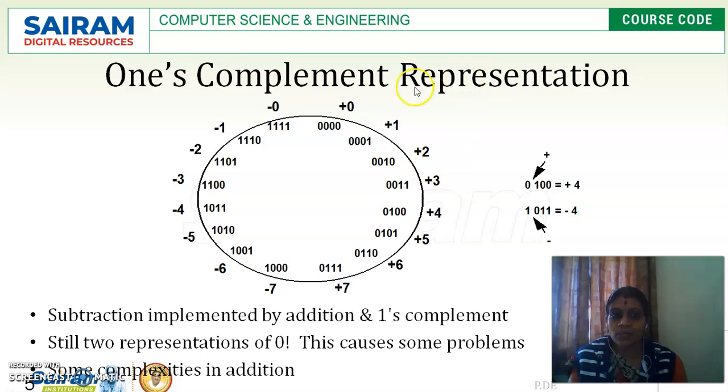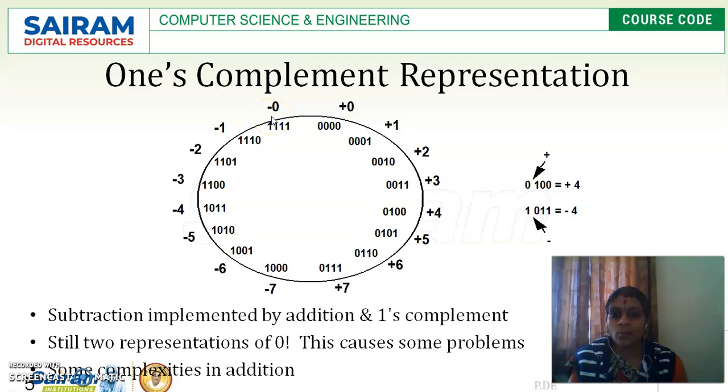Next comes the ones complement representation. The speciality of the ones complement representation is that all subtraction will be implemented by addition and ones complement. But here, if you see, there are two representations of zero, correct? Plus 0 as well as minus 0. We have a representation of 0 itself for positive as well as negative, right?